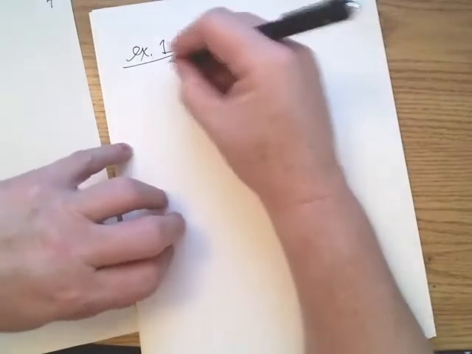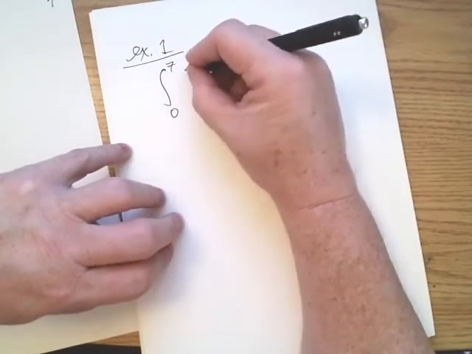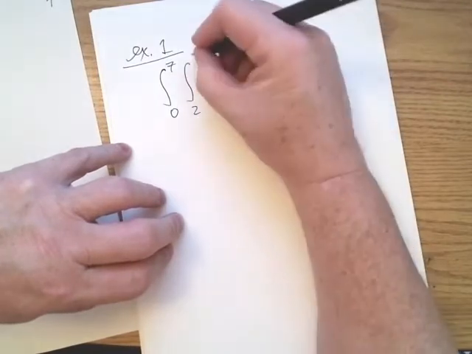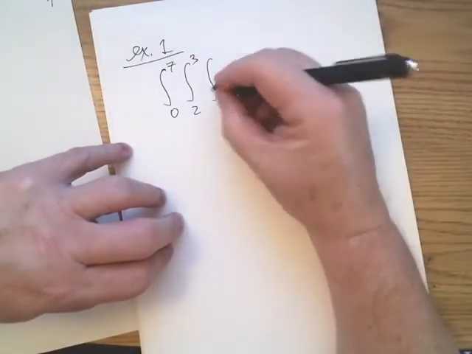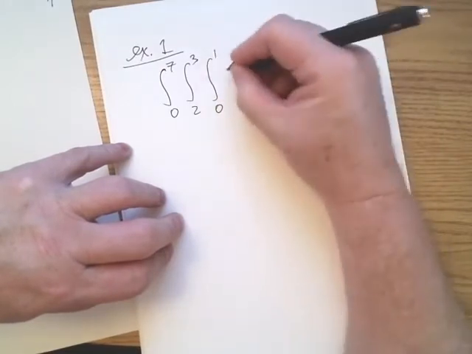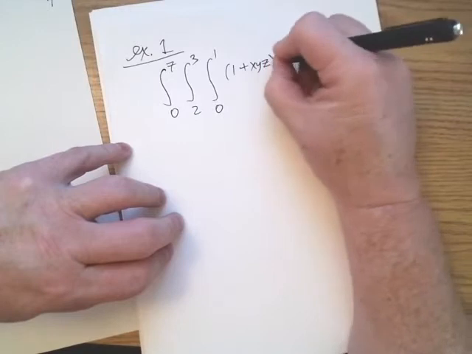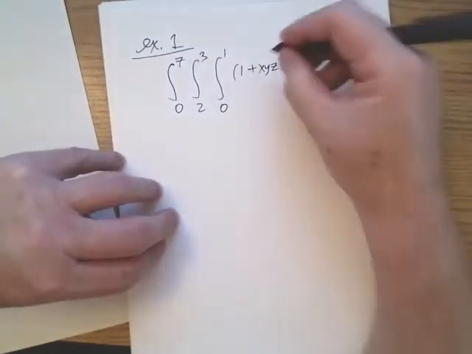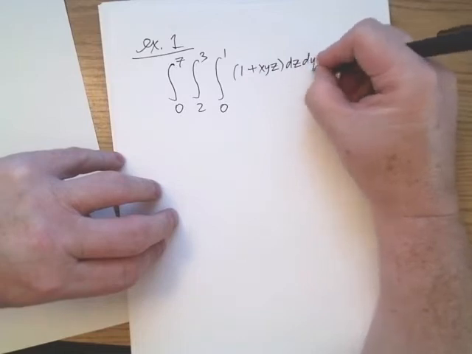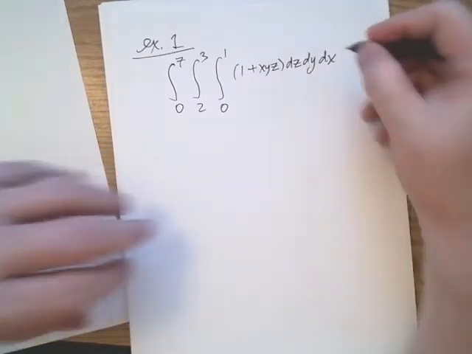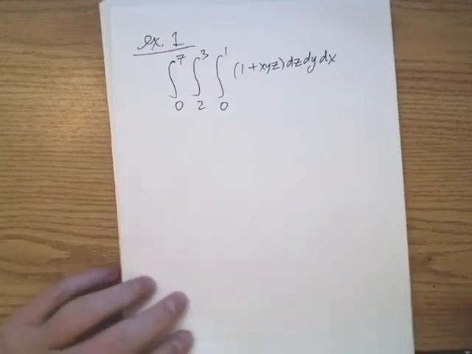Okay? We'll be integrating from 0 to 7, from 2 to 3. You could imagine the box here over which we are integrating. From 0 to 1, of 1 plus x, y, z. Now I'm integrating in this order, dz, dy, and then dx. Okay? How would you perform such an integration? How would you get a numerical answer out of this thing?